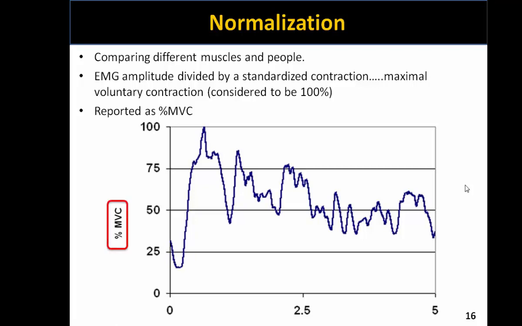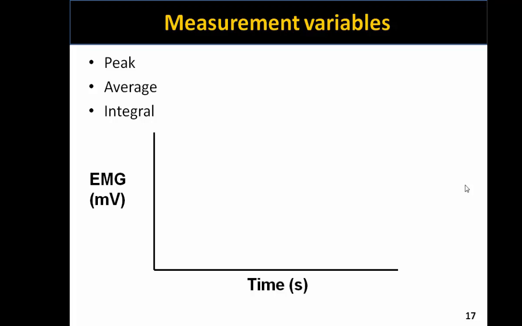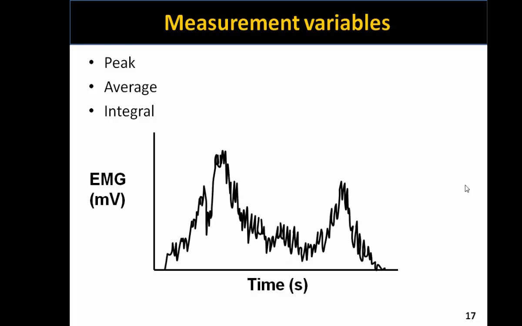So we need some sort of technique so that we can be much more objective in quantifying what's happening with the EMG signal. There are three main, very commonly used measurement variables: the peak, the average, and the integral, which I'll explain here on this slide. The unit for the EMG is the millivolt. And of course, time is always going to be along our x-axis. What we have here is just a sample tracing of a full wave rectified signal. All the negative values were flipped onto the positive values, and we have something that looks something like this.